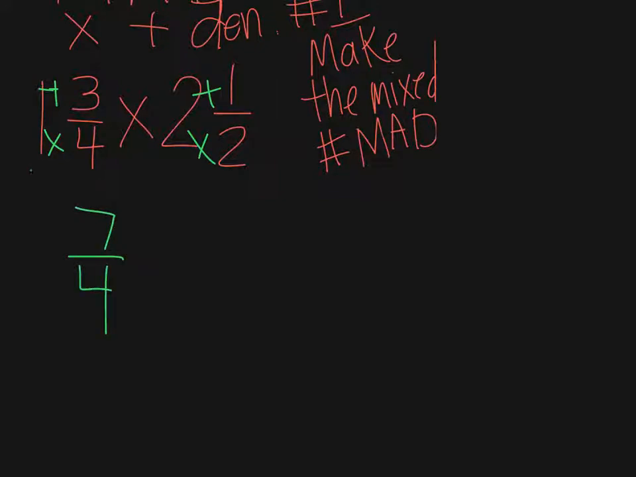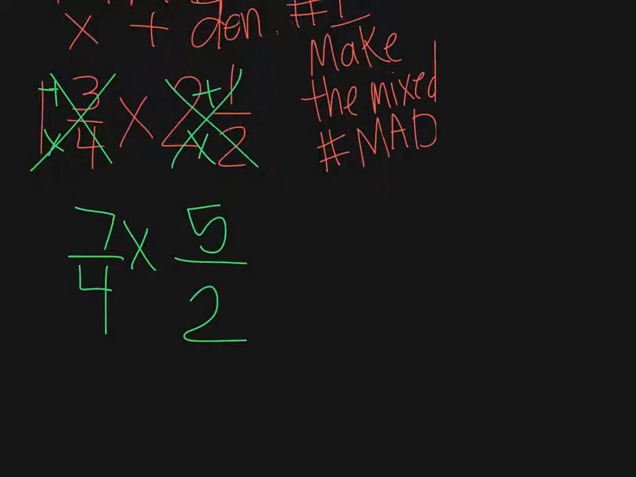Let's mark that out. Why are we marking it out? It's gone. It no longer exists because now we have 7/4 in its place. All right, now I'm going to say times. What's 2 times 2? 4. Plus 1 is 5 over 2. Mark out 2 1/2 because it is gone. We no longer have that number.